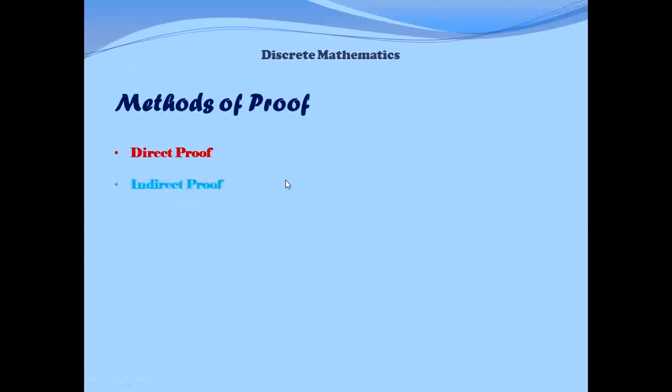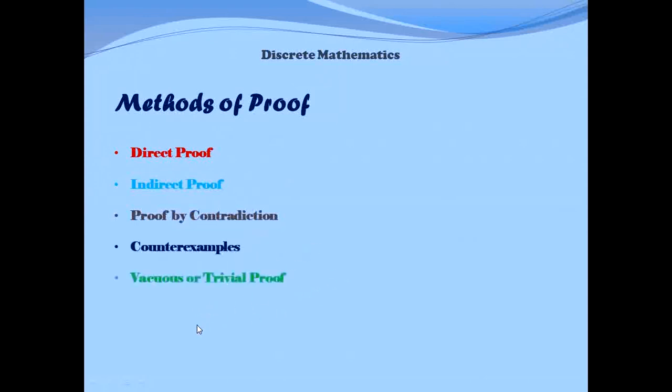Hello guys, today's topic is different methods of proof. The first method is direct proof, the second is indirect proof, the third is proof by contradiction, next is counterexamples, and the last one is vacuous or trivial proof. We will discuss each one by one.